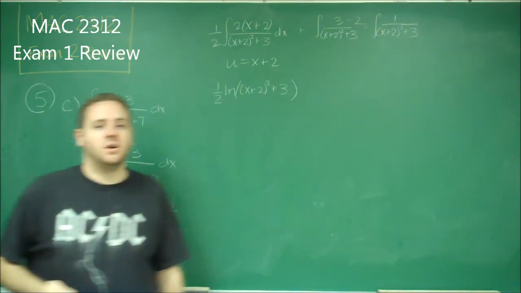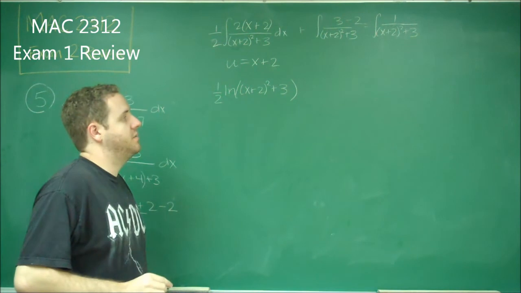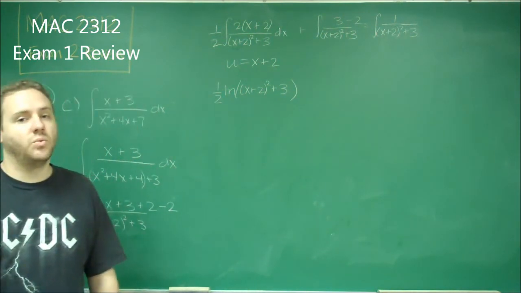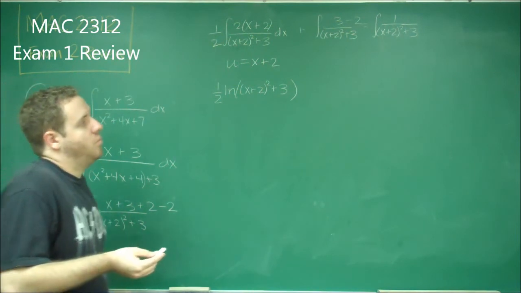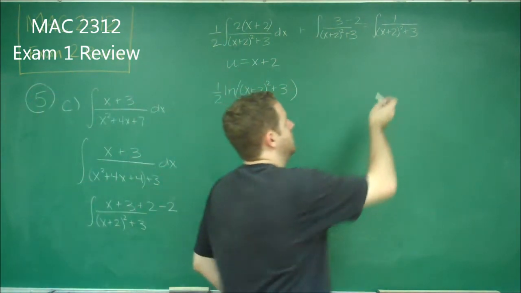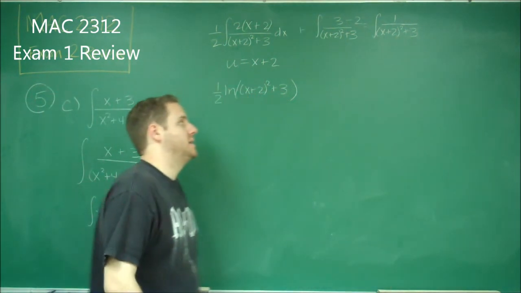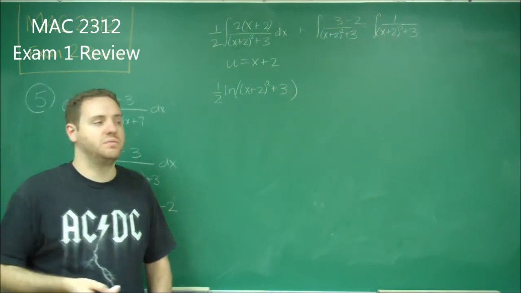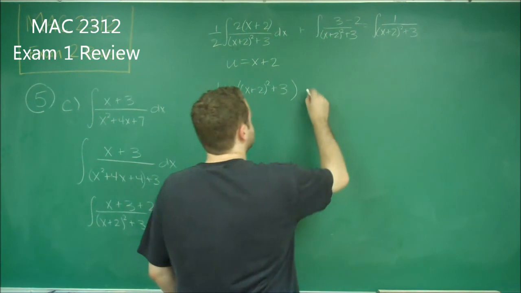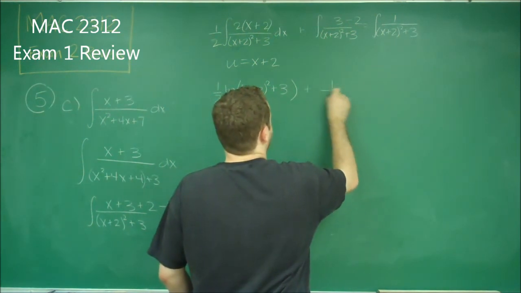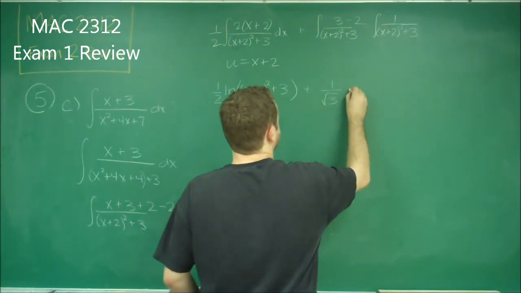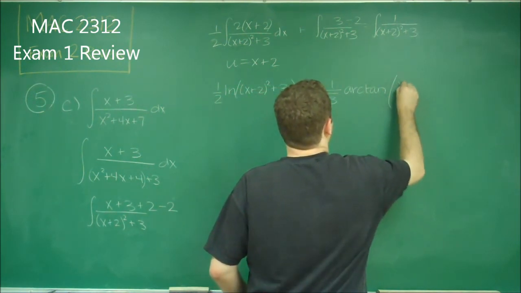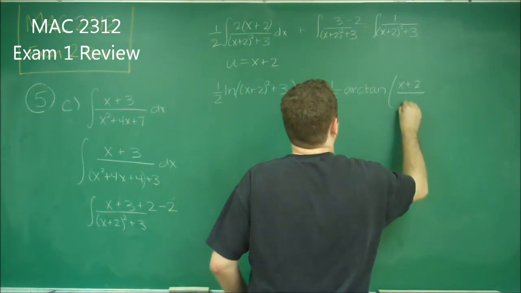And that is just an arctan. Instead of x, we have x plus 2. That doesn't change anything because its derivative is still 1. But our a, or our a squared in this case, is 3. So remember that you have to divide by the square root of that when you're doing the arctans. So this is going to be 1 over square root of 3 arctan x plus 2 over square root of 3.